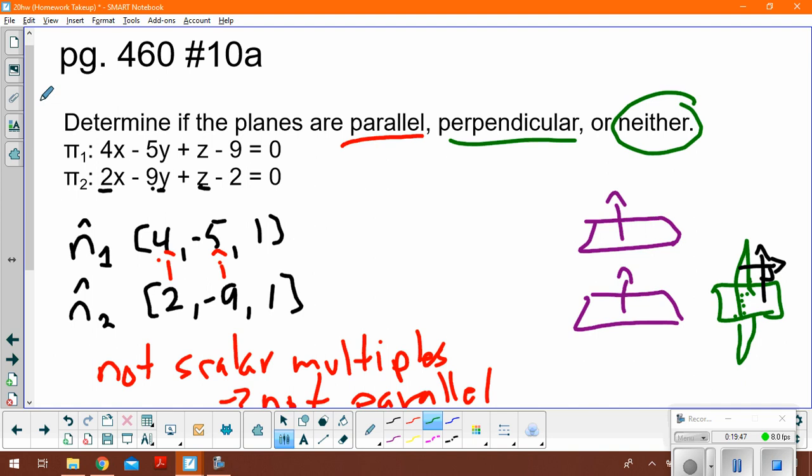I think 10C was requested as well, but now that you know what the tests are, you can run that through and see what that comes out to.